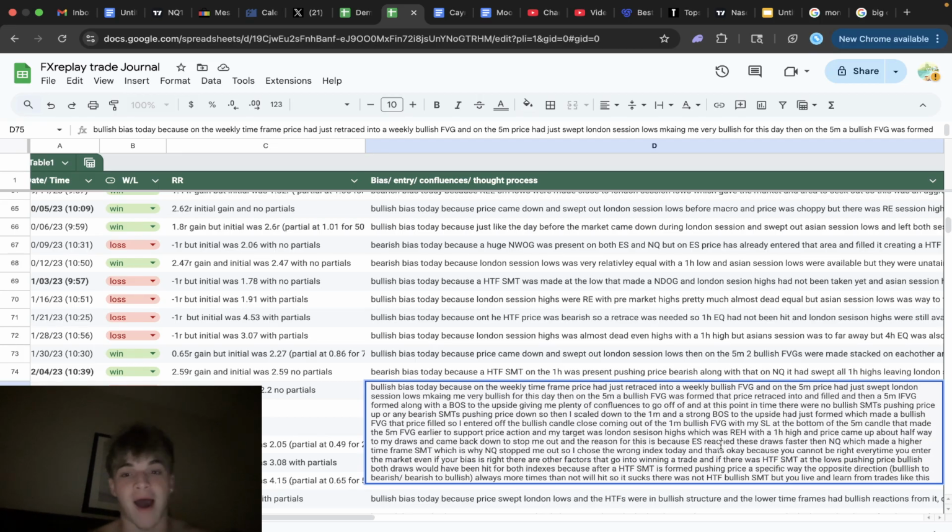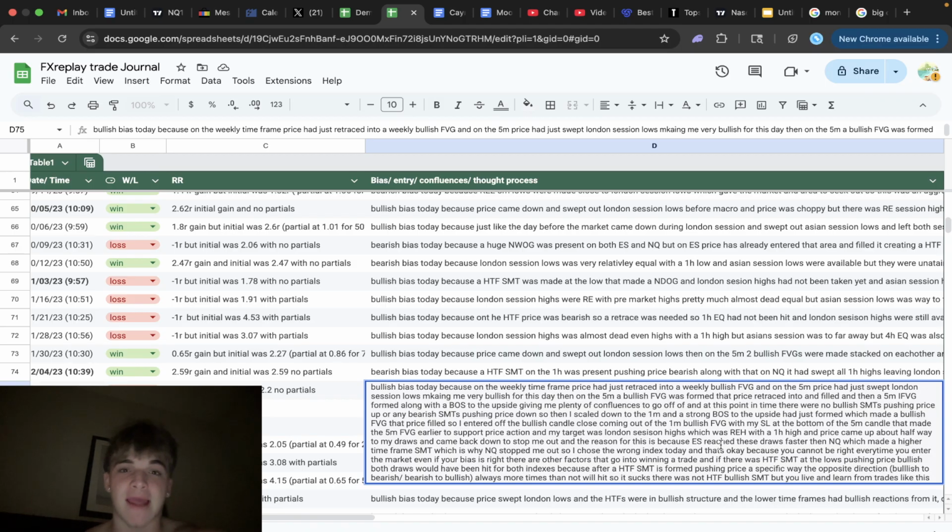Let's say we sweep out some highs and we get the high time frame SMT on... Oh, sorry, I just lagged out. Yeah, let's say we get the high time frame SMT on NQ and ES, and we have confluences supporting both, that are both pushing bearish.